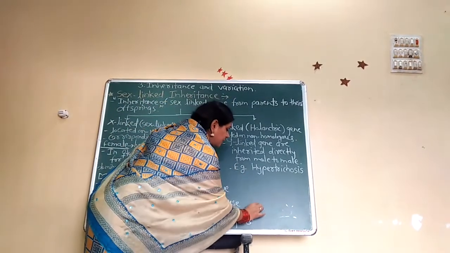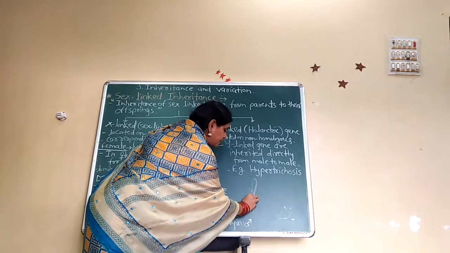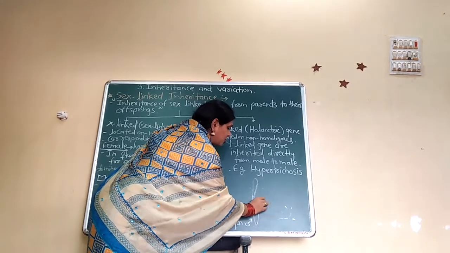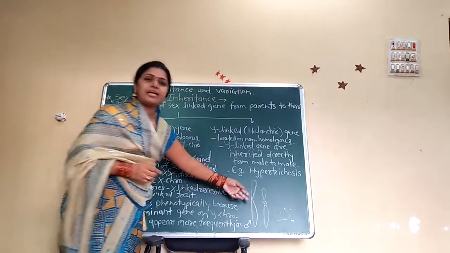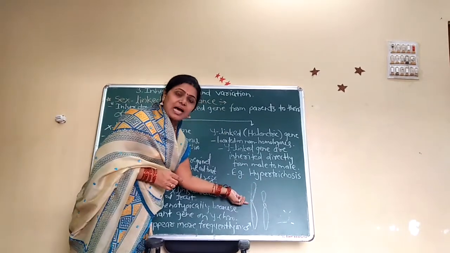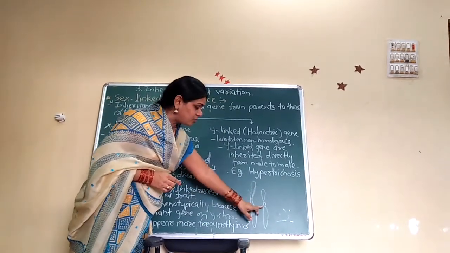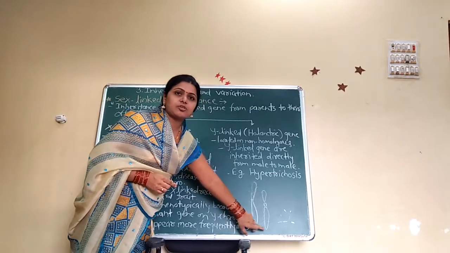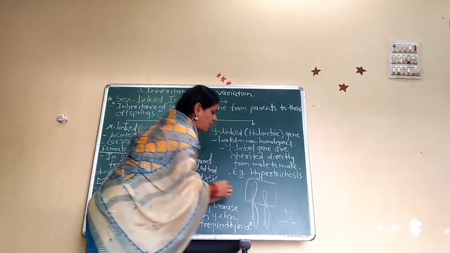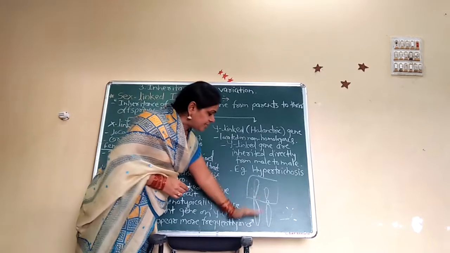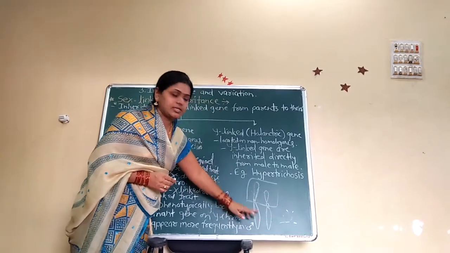What are these chromosomes here? X chromosomes and Y chromosomes. The X chromosome is comparatively larger than the Y chromosome. This is the X chromosome, this is the Y chromosome, and this region is the non-homologous region. This region is the homologous region.